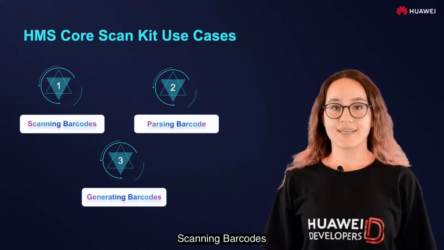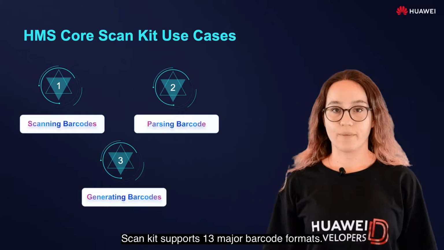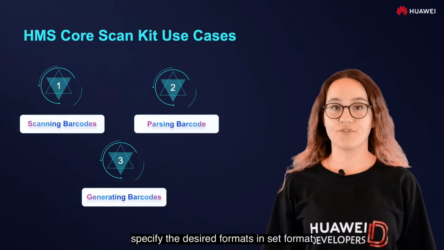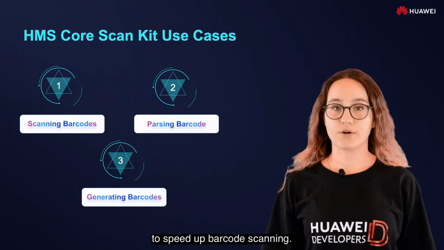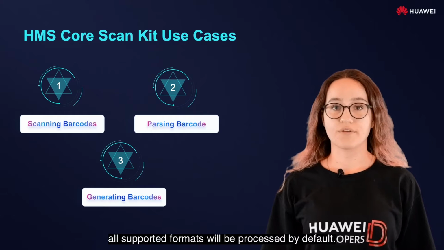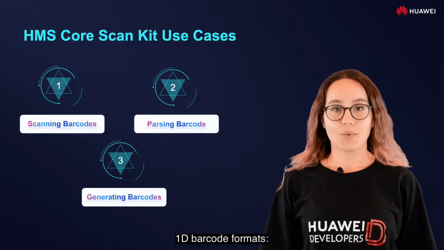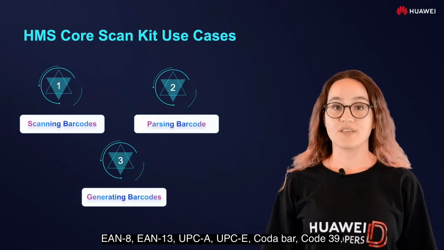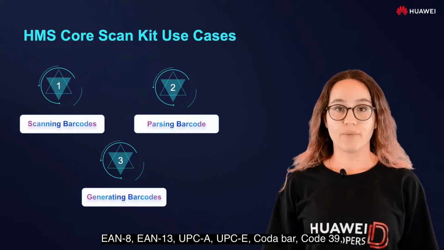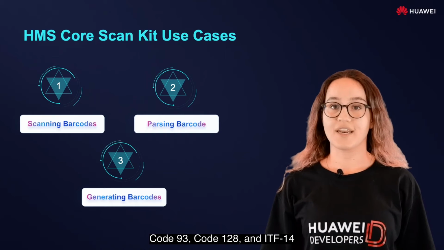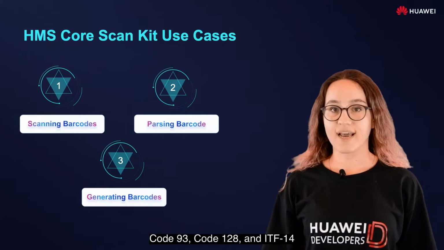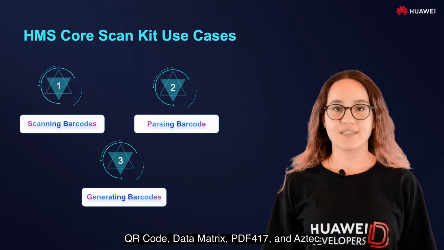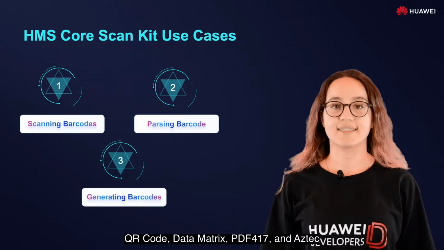Scanning barcodes. Scan Kit supports 13 major barcode formats. If your app requires only some of the 13 formats, specify the desired formats in your set format to speed up the barcode scanning. Otherwise, all supported formats will be processed by default. 1D barcode formats: EAN8, EAN13, UPC-A, UPC-E, Codabar, Code 39, Code 93, Code 128, and ITF14. 2D barcode formats: QR code, Data Matrix, PDF417, and Aztec.